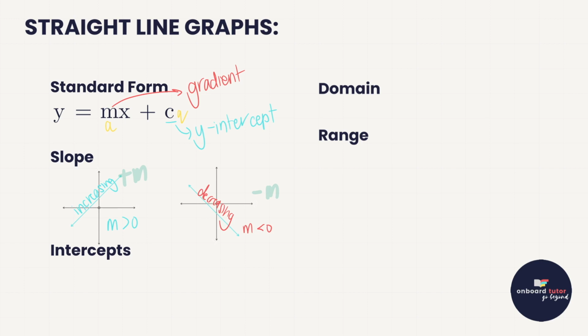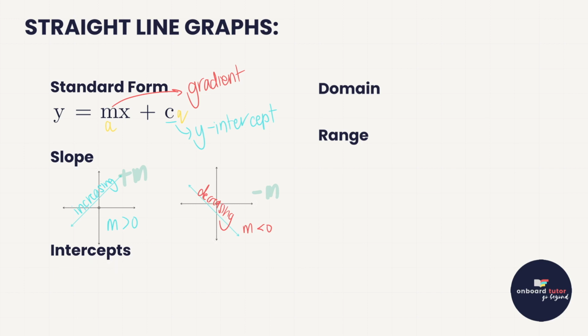Okay, so we've got our standard form. We know that the gradient can tell us what the slope of the line is, and our y-intercept would then indicate to us where it cuts the y-axis. Okay, so that brings us to our next point here, which is the intercepts point.